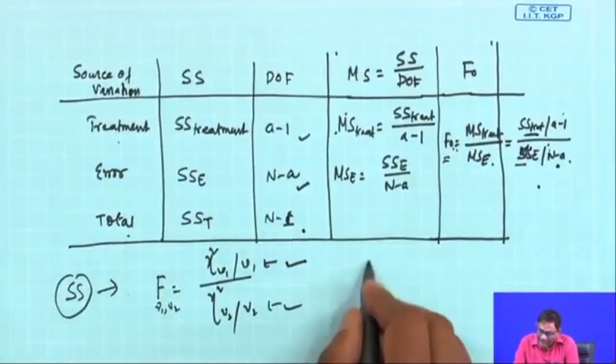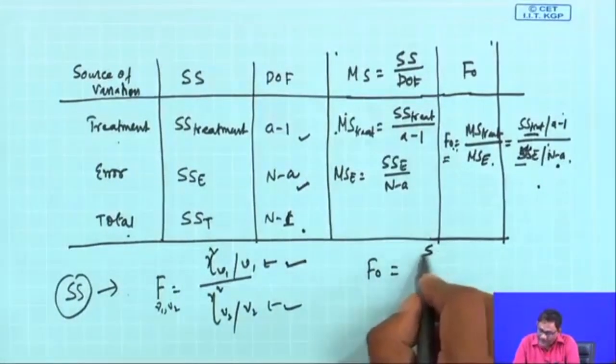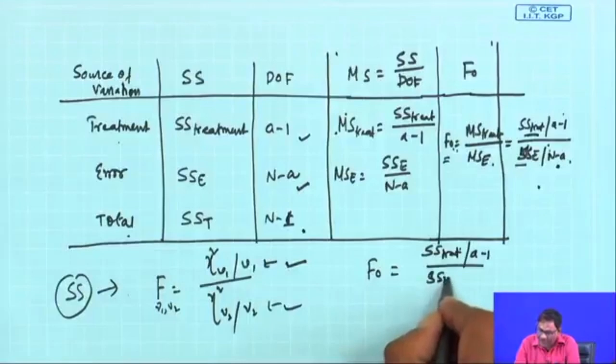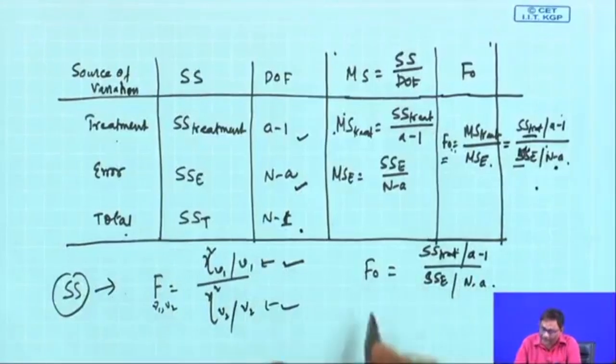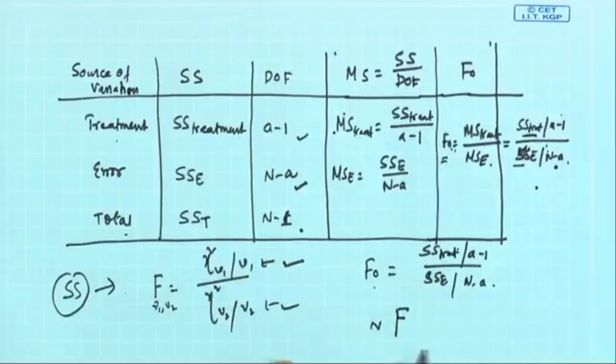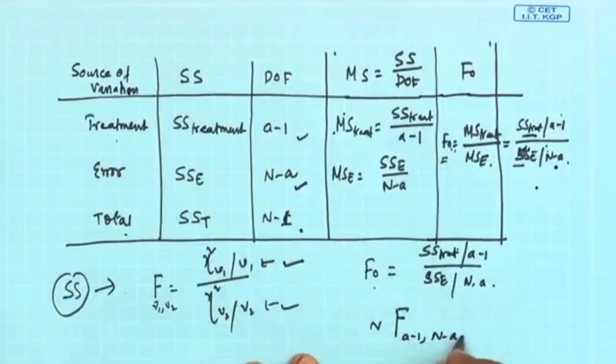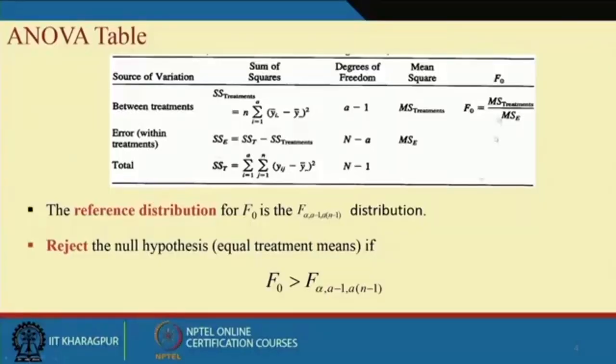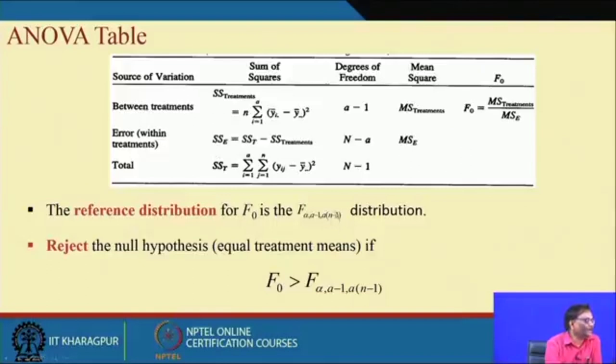Now, you got one quantity F0, which is SS treatment by a minus 1 degrees of freedom and SS error by n minus a degrees of freedom. This will follow an F distribution with a minus 1 and n minus a, the numerator and denominator degrees of freedom respectively. Okay. So, this is what is given here. Alpha I'll tell you later on, but a minus 1 and n minus a. N minus a is nothing but a into n minus 1.